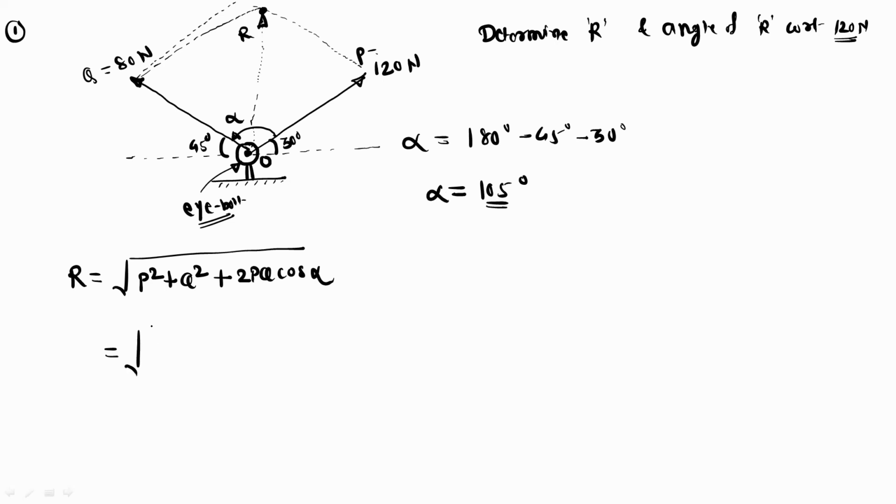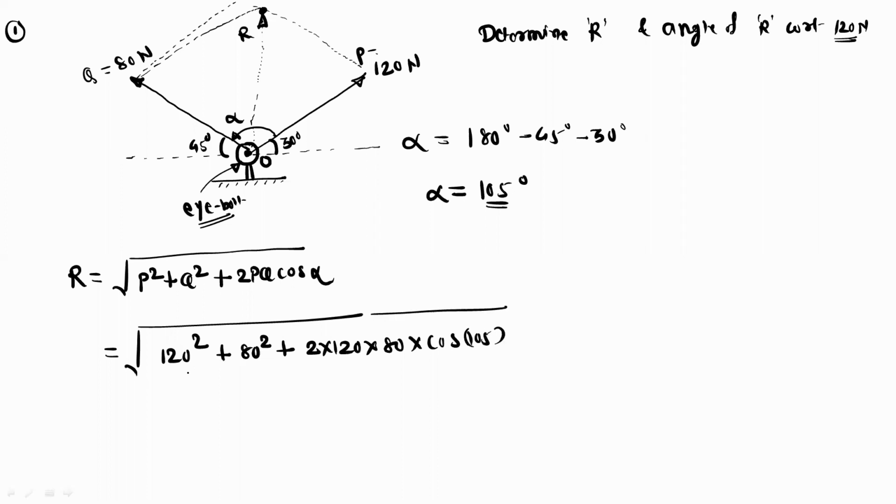So put the values in the formula for the resultant. So P value is 120. Q is 80. Into cos of 105. So we get the value for the resultant R. So the resultant R is equal to 125.8 Newton. Okay, check this answer. And then we have to find out the angle of the resultant with respect to force P, that is 120 Newton.